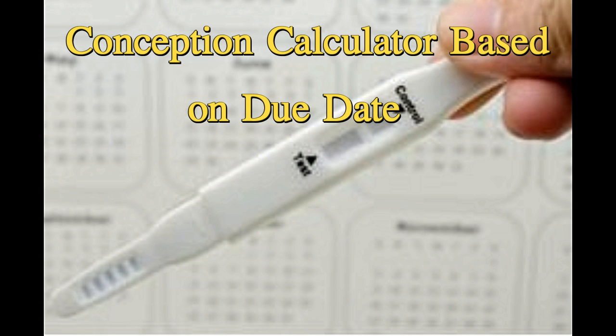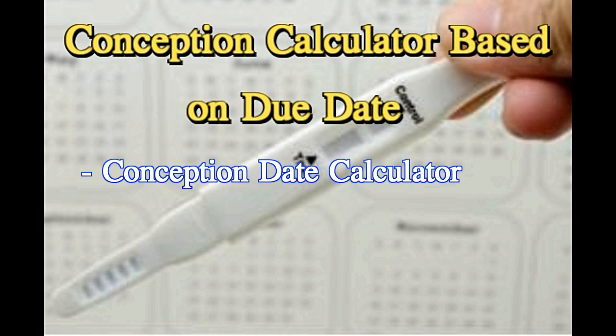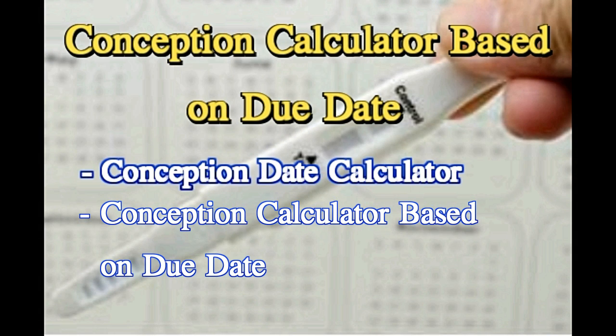It is also known as the reverse calculator, as the conception date is calculated based on the due date. Conception date calculator. The two ways used to calculate the due date are using ultrasound, and identifying the last menstrual period, LMP, date. Similarly, to calculate the conception date there are two ways. They are conception calculator based on due date and conception calculator based on last menstrual period, LMP. In this article we will concentrate on the first method, conception calculator based on due date.